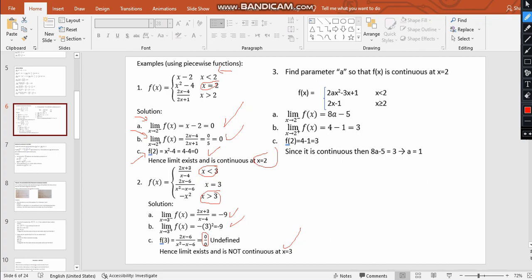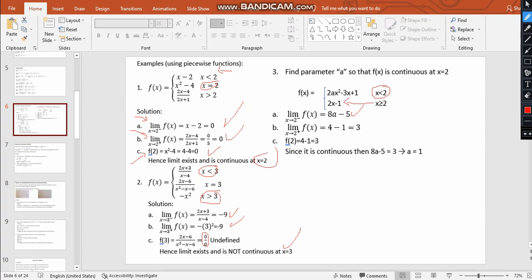Now find the parameter a so that f is continuous at x equal to 2. So we have from the left 8a minus 6 plus 1. From the right, it's 4 minus 1, 3. And f of 2 is the same as this one.